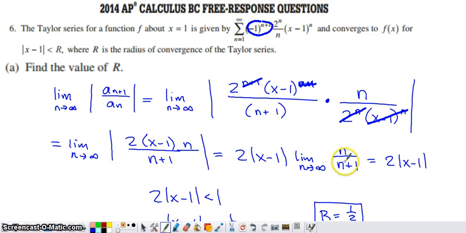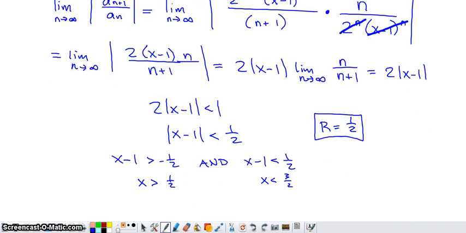If you use L'Hopital's rule on this, you're going to get a limit of 1 right here, and then 2 times the absolute value of x minus 1 times 1 just gives you 2 absolute value of x minus 1. You want to know when this is less than 1. That's when you converge. And so if you divide by 2, you get the absolute value of x minus 1 is less than 1/2. And then if you break this absolute value inequality up into the two cases and solve each, you end up with an interval of convergence that goes from 1/2 up to 3/2. Our radius of convergence is half of that interval. So since the interval of convergence is 1 unit, our radius of convergence is 1/2.